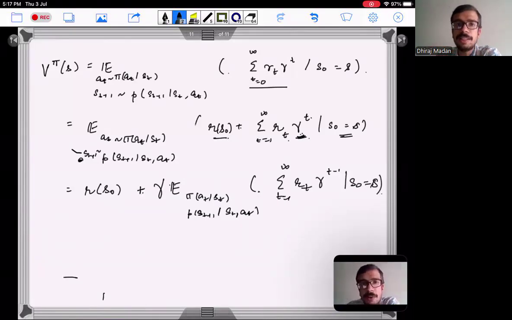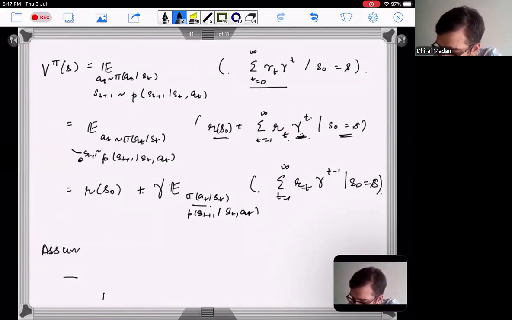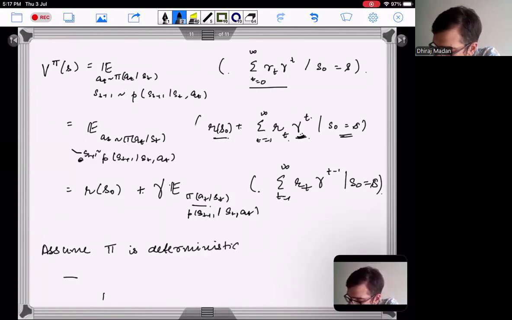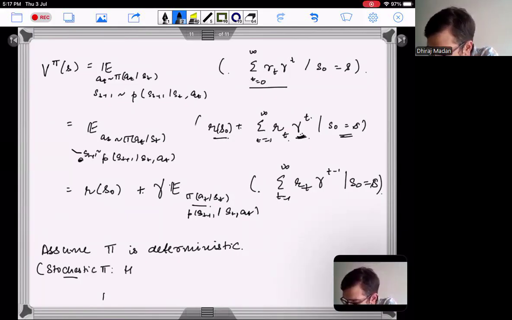And now let's do one thing. Let's assume that this pi is deterministic. For stochastic pi, I leave it as a homework exercise for you. We'll discuss it in the next lecture. So assume pi is deterministic. The case for stochastic pi is a homework exercise.